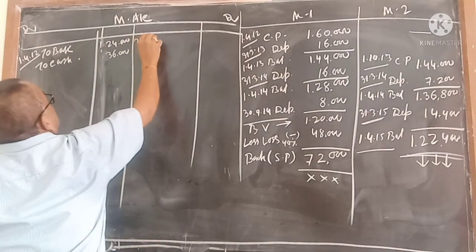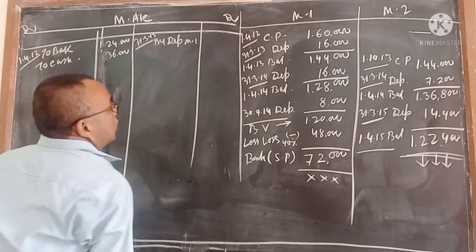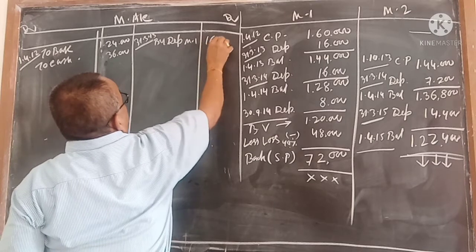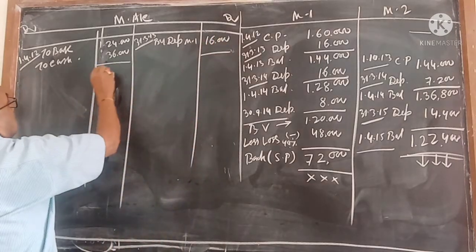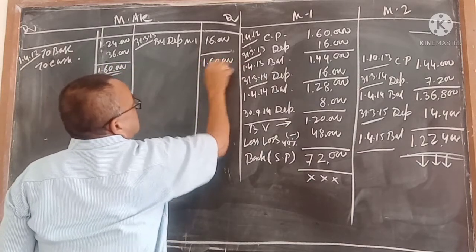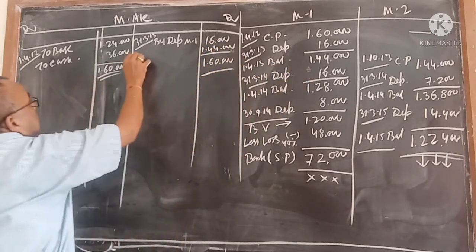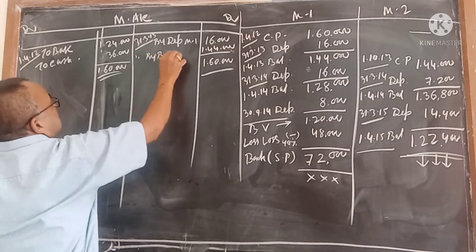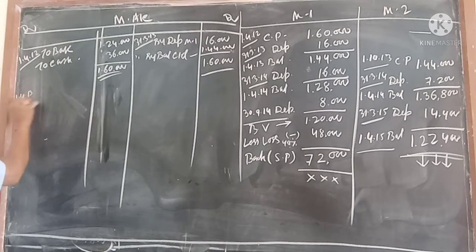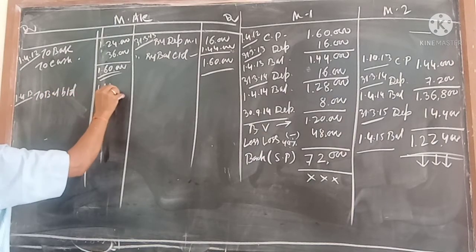And we are getting, on 31st March, 13, depreciation. That is M1. How much are you getting? 16,000. And you write here 160, and the balance you got is 144. So by balance C/D, here you write 1-4-13, balance B/D 1 lakh 44.